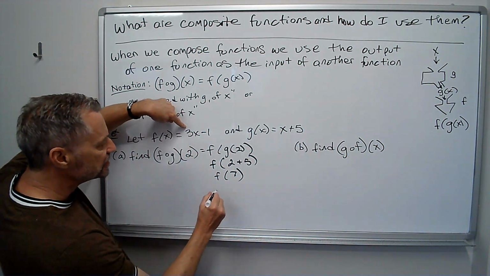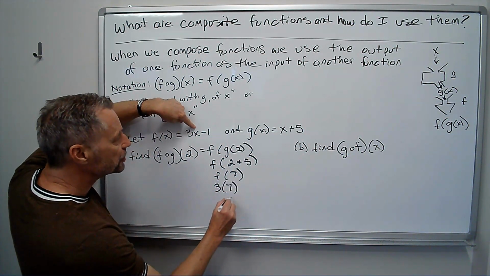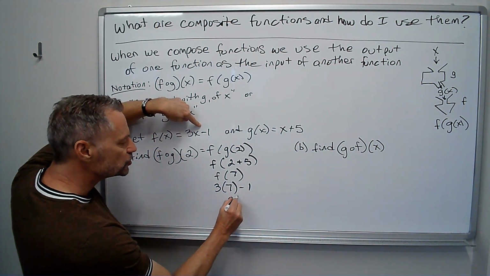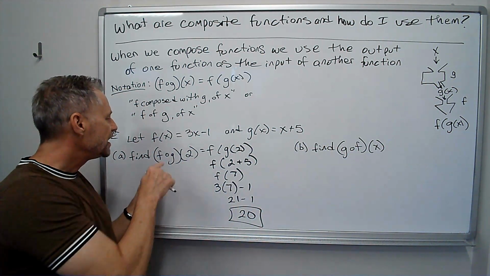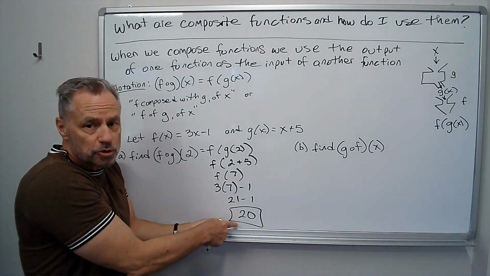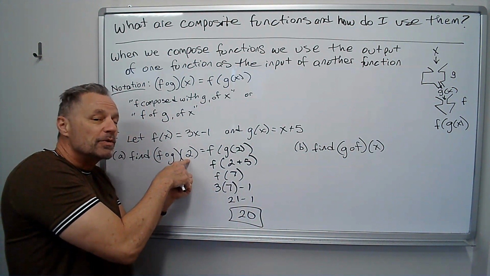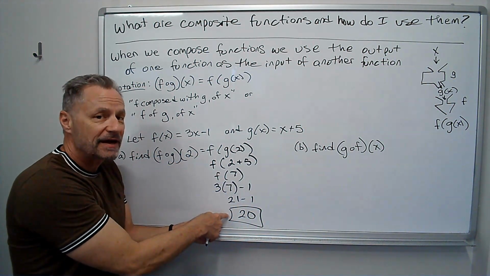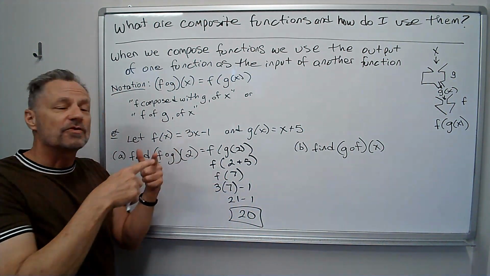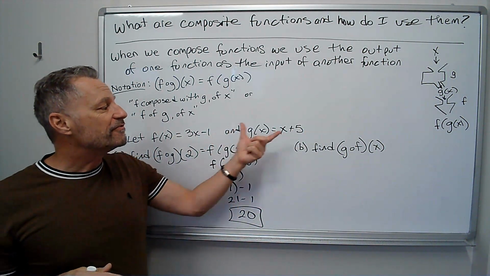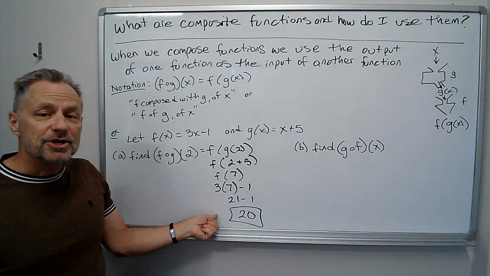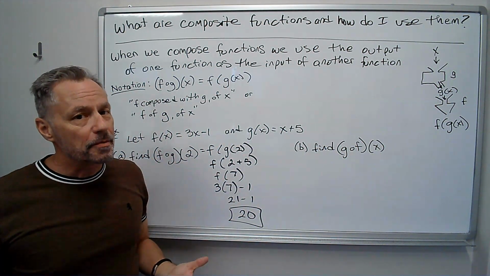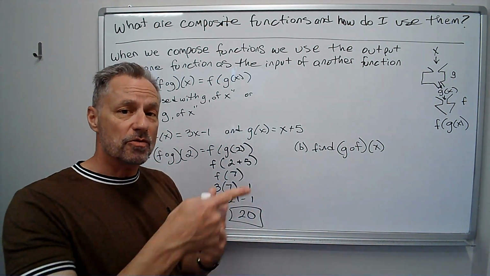And the f function says it's 3 times whatever the input is, minus 1. So it's 21 minus 1, or just 20. And that's my answer. f of g of 2 is equal to 20. That was my original input, that's my final output. Okay, so that's how it works with numbers. With variables, like this example, we're not going to get a numeric answer, we're going to get a new formula. All right, let's follow this one through.